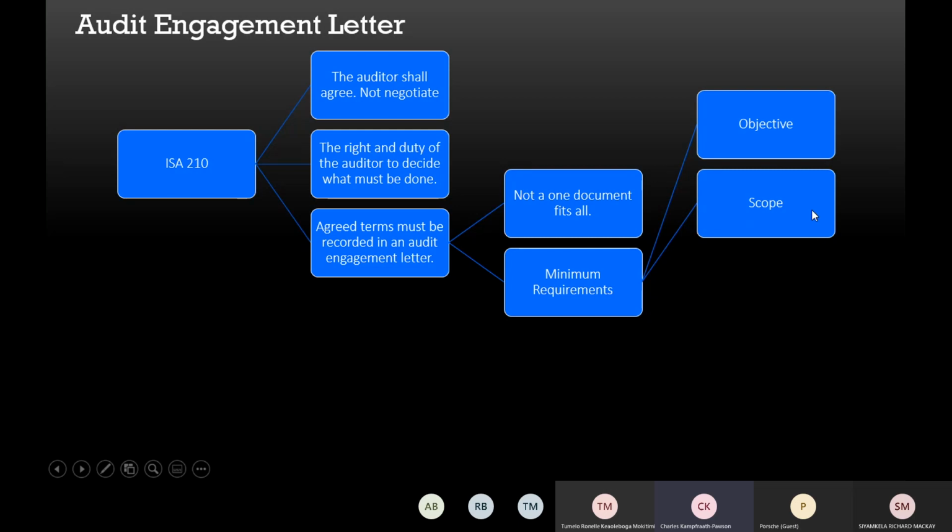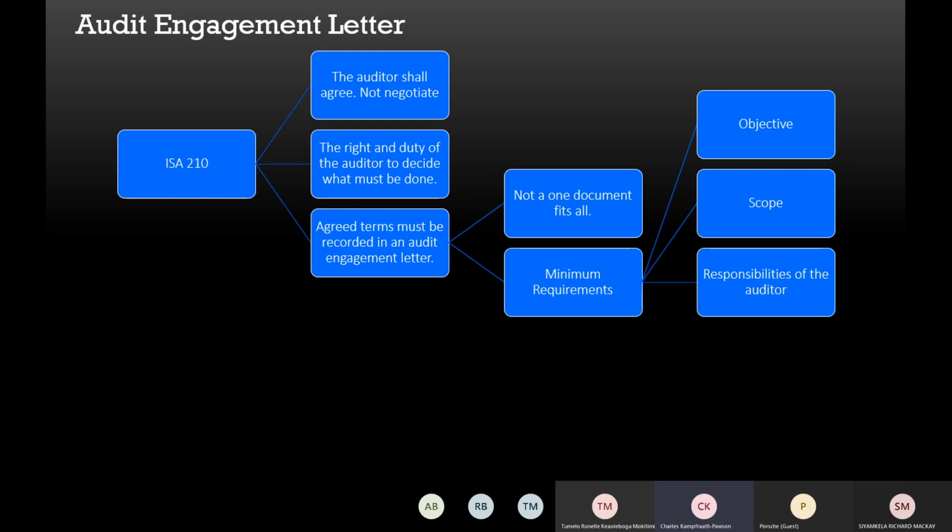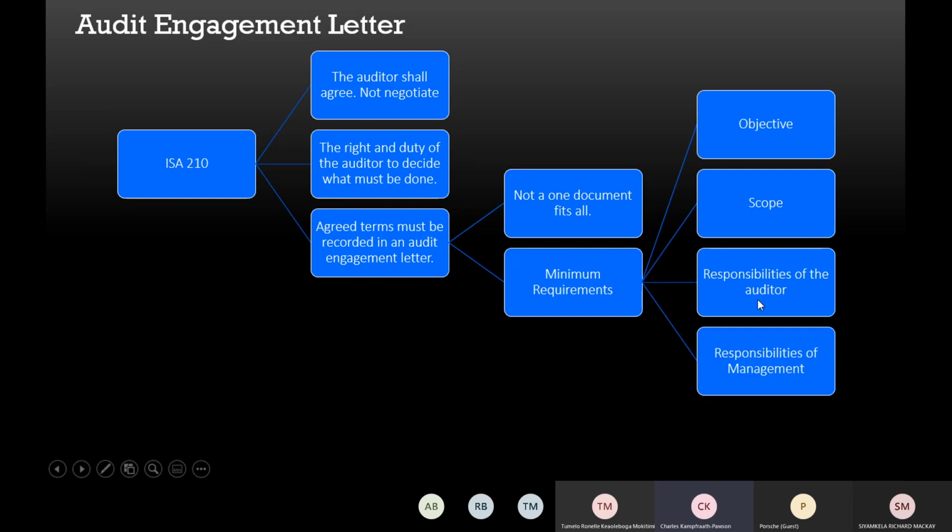So the scope tells us what we'll be auditing. Objective, why we are auditing. The scope, what we will be auditing. And then it will tell us what the responsibilities of the auditor are. Now, the next 2 points, I'm going to bring them up together, is very important.